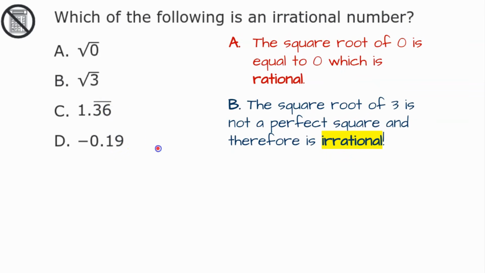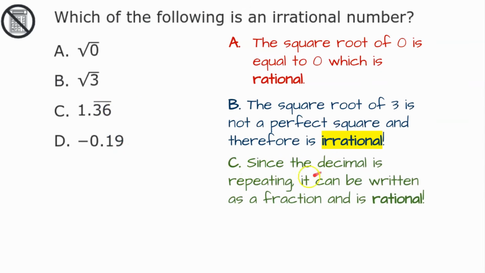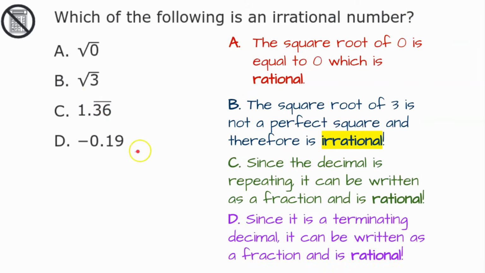are not the answers. Since the decimal in part C is repeating, this would be 1.363636, it can be written as a fraction and it's rational. And I'm going to give you a link to watch how to turn a repeating decimal into a fraction. It's quite magical. Then D, we have negative 0.19.